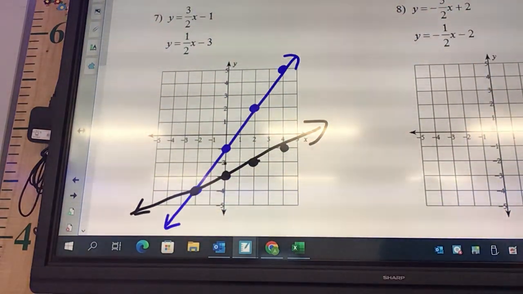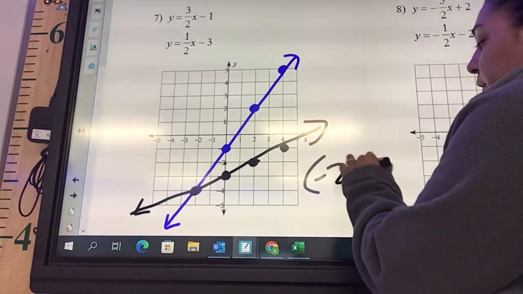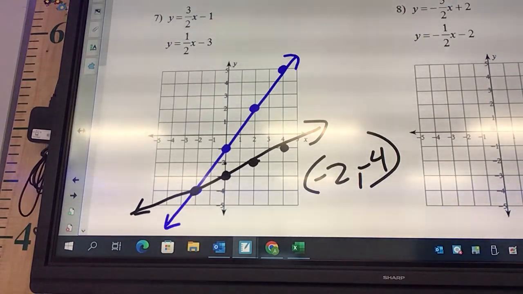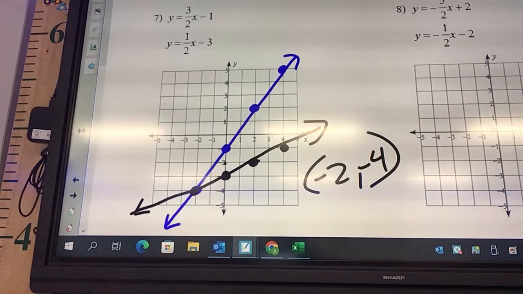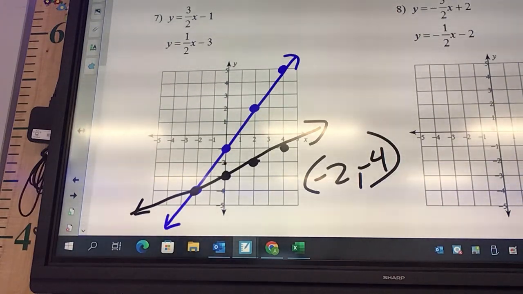What is that intersection point? Good. What is that intersection point called? It starts with an S. It's our solution. Okay, it's our solution.